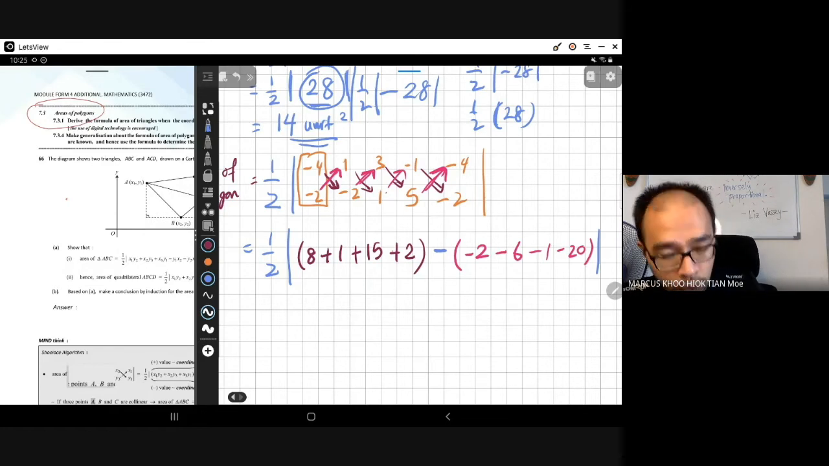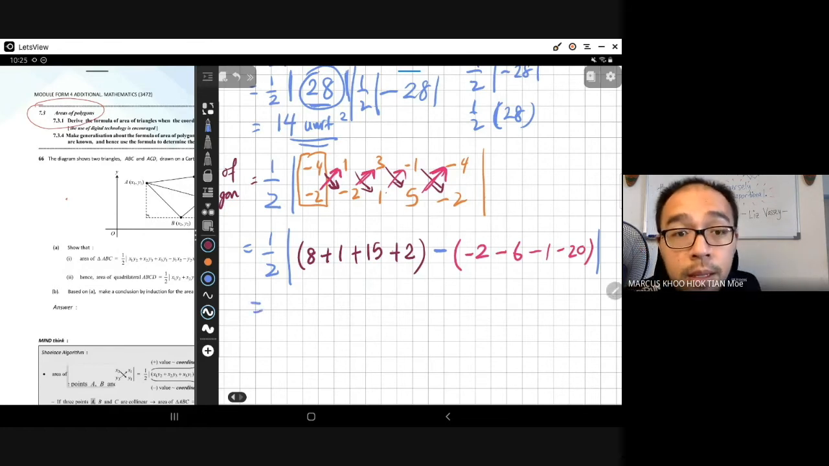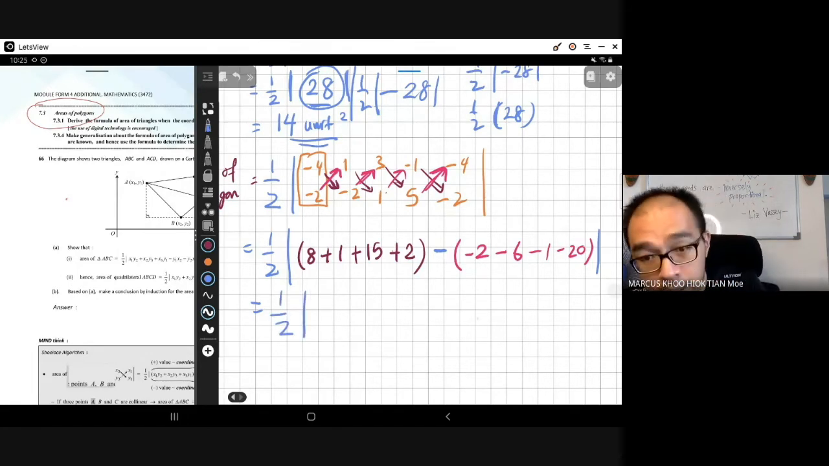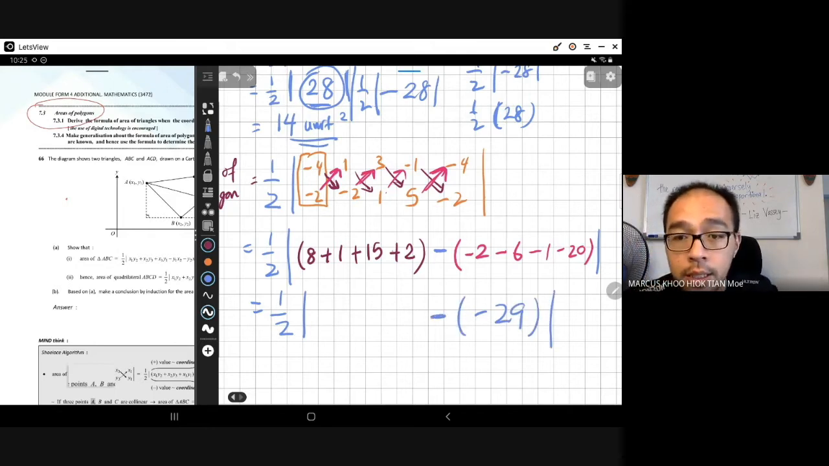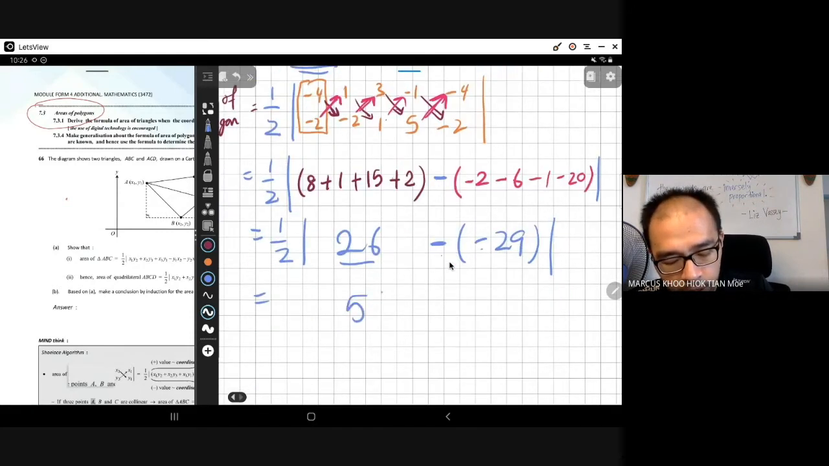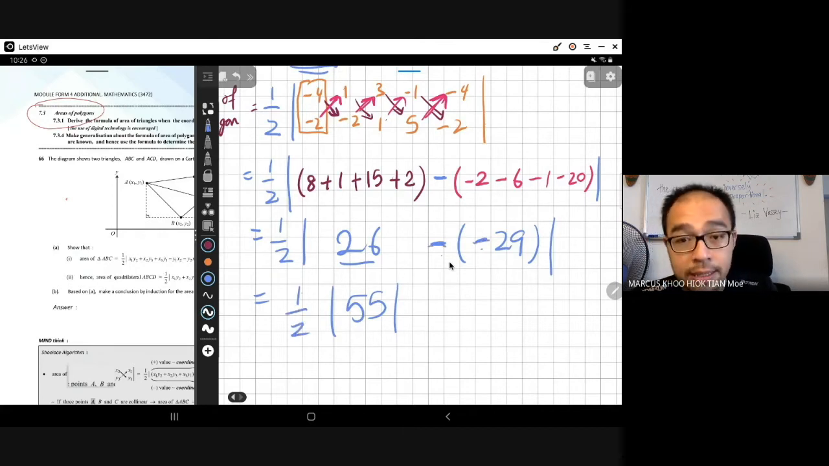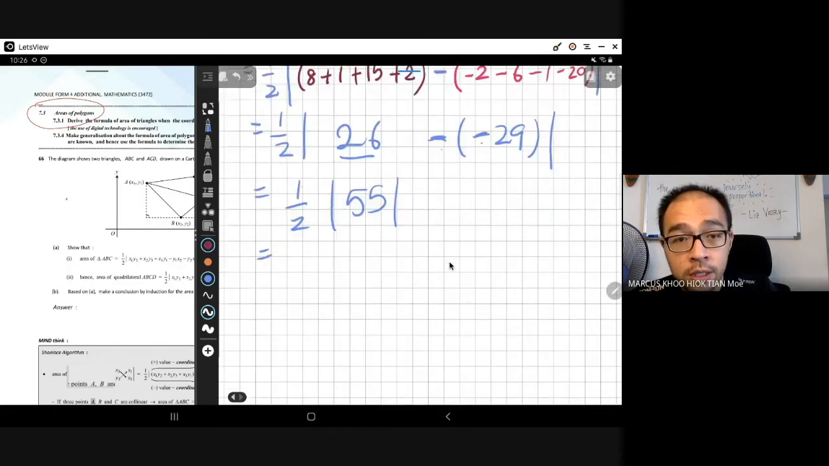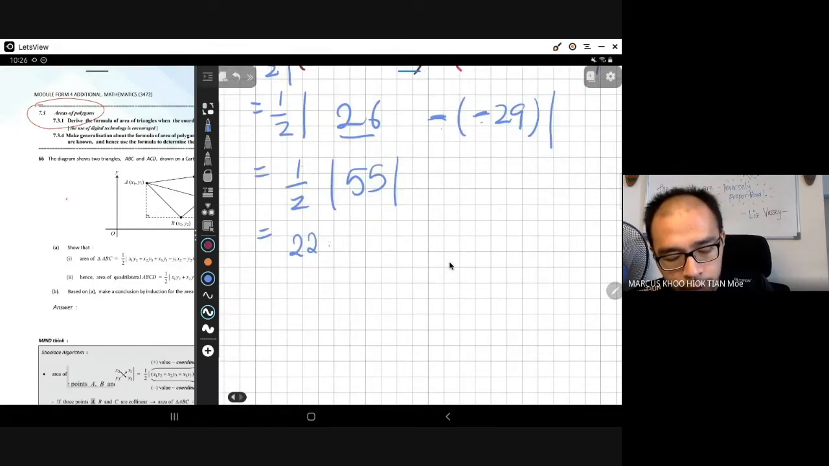Charlotte, red color team. Meichi, pink color team. Okay, -29. There's a minus over here. 26 minus -29 will give you 55. Then 1/2, this one minus will be plus, so 55/2 will give you 22.5 unit square.